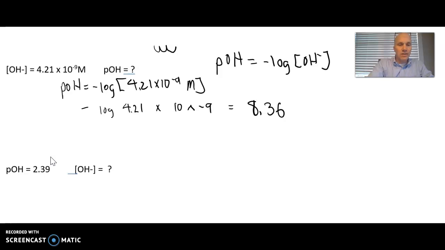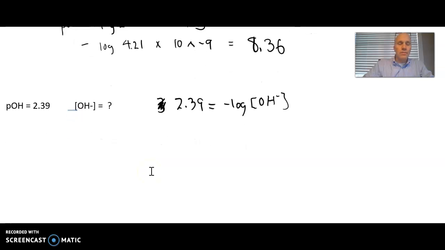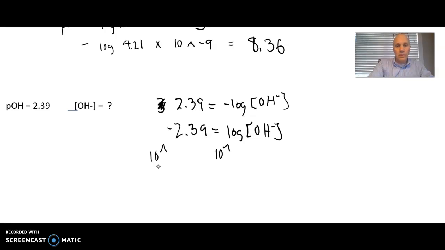For this next one, we're going to use this equation, but here we're provided with the pOH. So in this equation, we're going to do 2.39 equals the negative log of the concentration of OH minus. First, we're going to change the signs on both sides, which is the same thing as multiplying both sides by a negative 1. And then at this point, you're going to do 10 raised to on both sides.